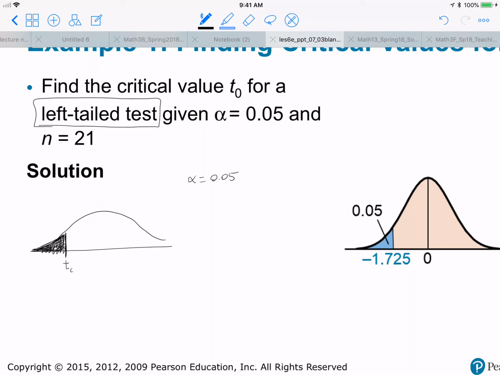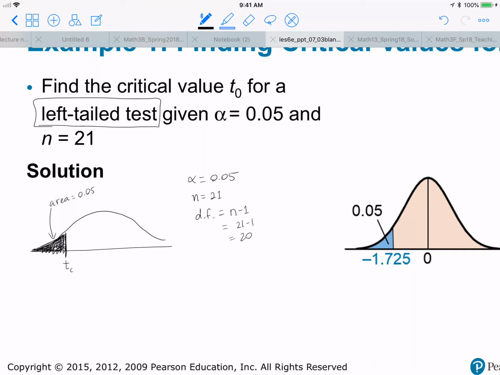That means that this area is going to be 0.05, right? This area is going to be 5% of the entire area under the distribution. Now that we know that n is equal to 21, that tells us that our degrees of freedom are n minus 1, so it'll be 21 minus 1. We'll have 20 degrees of freedom.